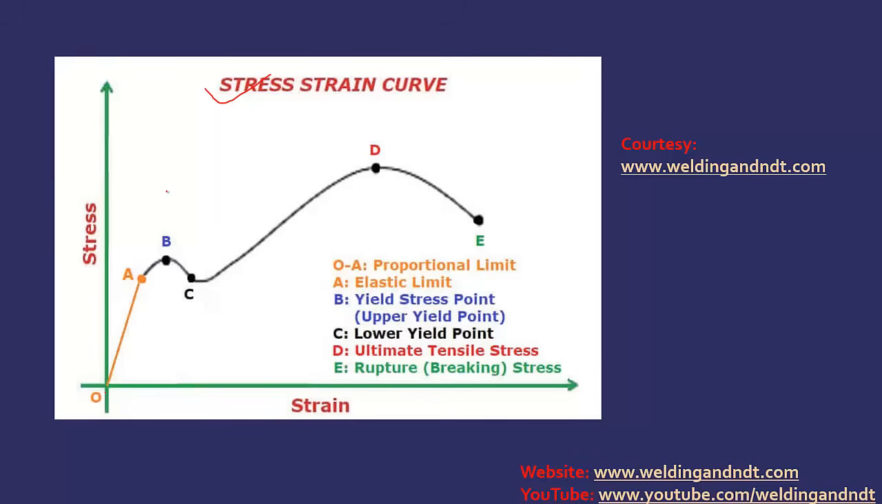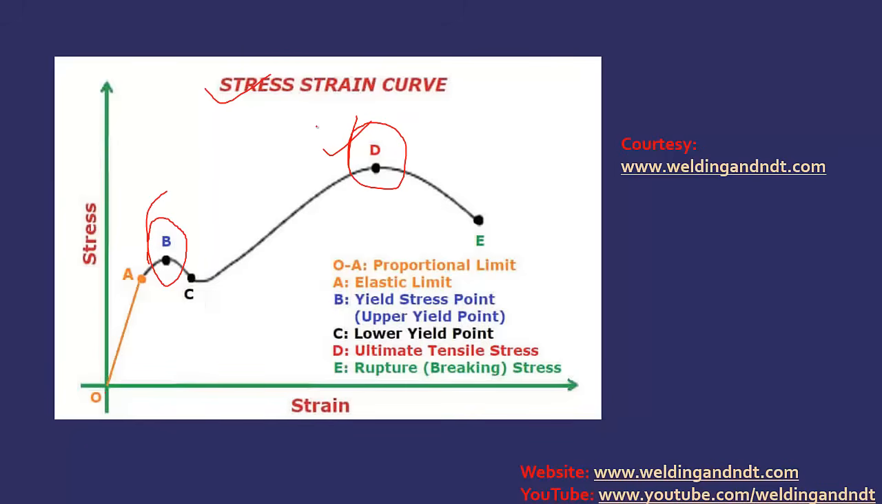The point B is the yield point where yielding begins, meaning material deformation starts permanently. So this is the point from where yielding begins, and at point D the maximum load which the material sustains, this is point D, this is called ultimate tensile strength. After this the failure happens.